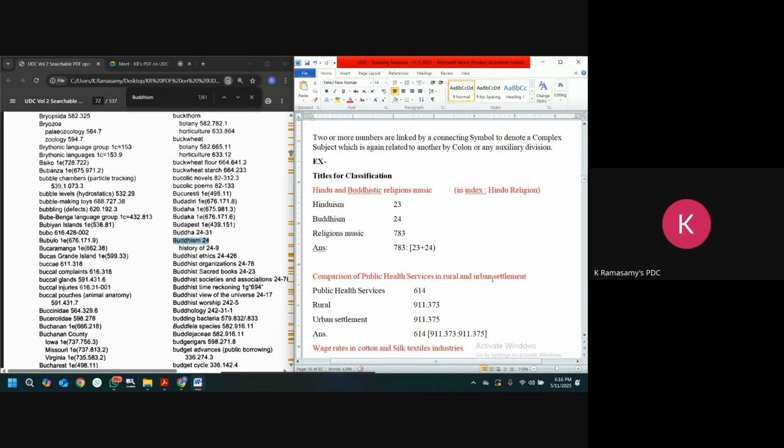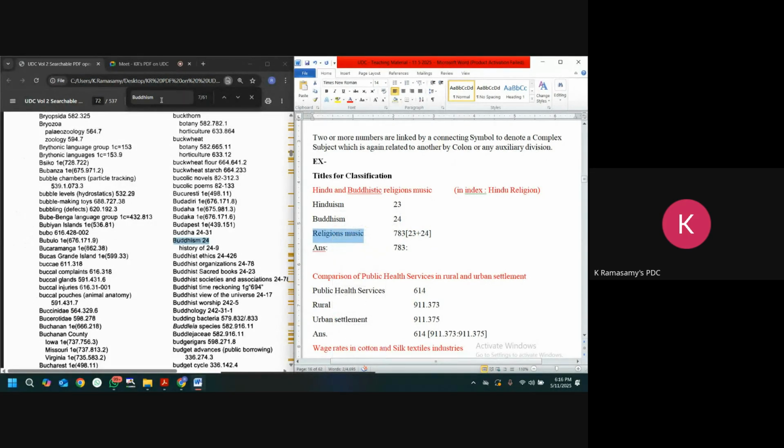In brackets, 23 plus 24. I have grouped 23 plus 24, using a plus symbol. Now I have subgrouped this particular subject, Hindu and Buddhism. And what is common to both Hinduism and Buddhism? The religious music. So I want to know the number for religious music.